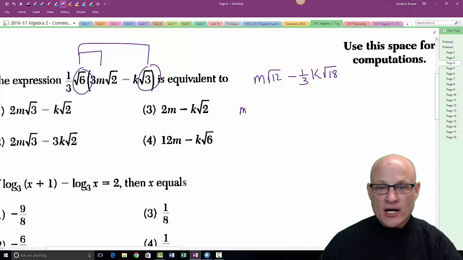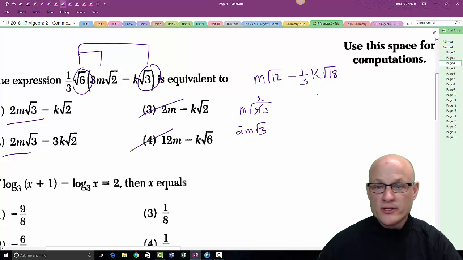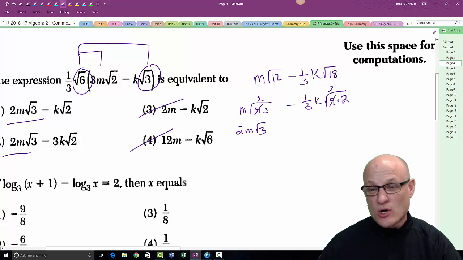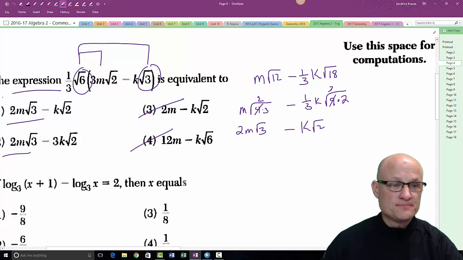So what we're going to do is we're going to do m. 12 is 4 times 3. So that becomes 2. So that's 2m square roots of 3. And this one is minus 1/3 k square roots of 9 times 2. The square root of 9 is 3. So 1/3 times 3, again, is just 1. So this is minus k square roots of 2. Choice 1.